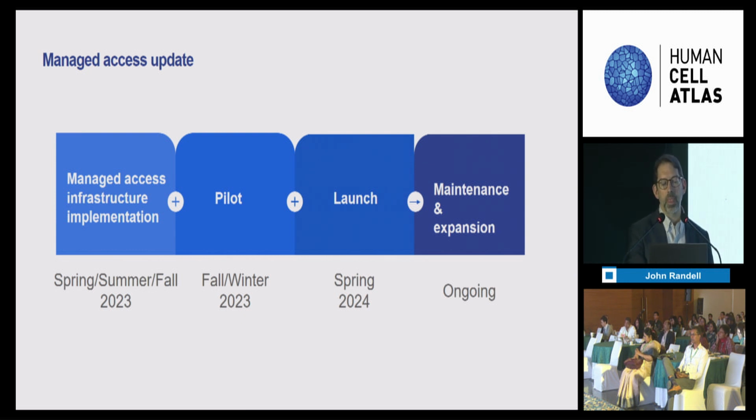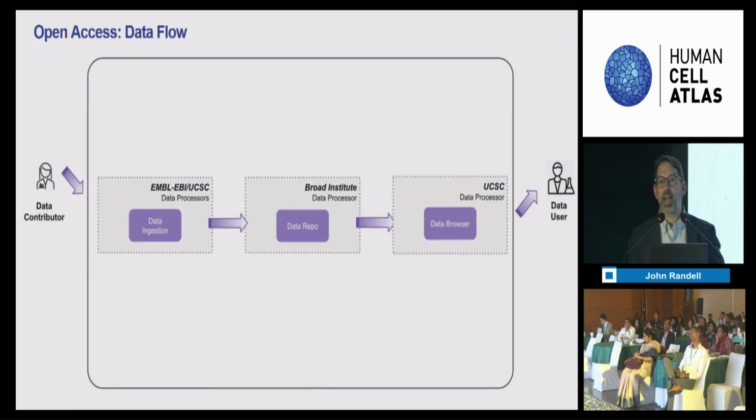And I want to briefly tell you about how this will work in the context of HCA. What you see here is actually how data flows in and out of the HCA data repository under the current open access system. And this is the data that's available through the HCA data portal. The data repository is a joint project of 3 institutions, EBI, the Broad Institute, and the University of California, Santa Cruz. As you contribute data, EBI with help from UCSC is responsible for data ingestion. The Broad Institute then stores the data in the HCA repository, and UCSC oversees the data browser. And then those data can be directly downloaded in an open access manner from the HCA website.